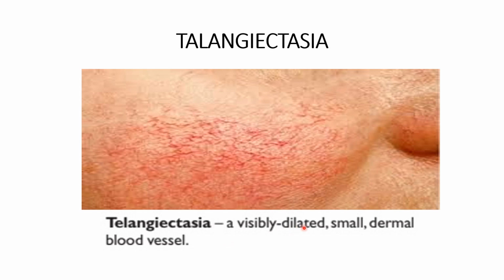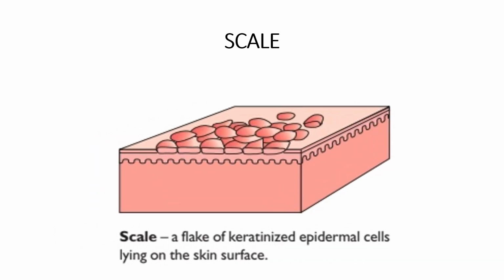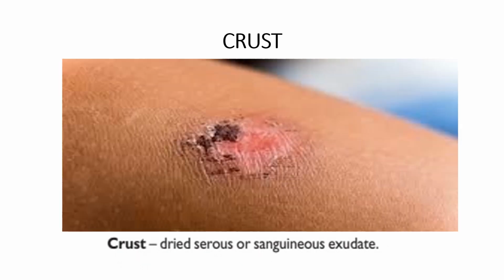Telangiectasia, a visible dilated small dermal blood vessel. Dilated small dermal blood vessel known as telangiectasia. Comedone, accumulation of keratin and sebum lodged in dilated pilosebaceous orifice is known as comedone. Scale, a flake of keratinized epidermal cells lying on the skin surface is known as scale. Crust, dried serous or serpiginous exudate. This is crust.